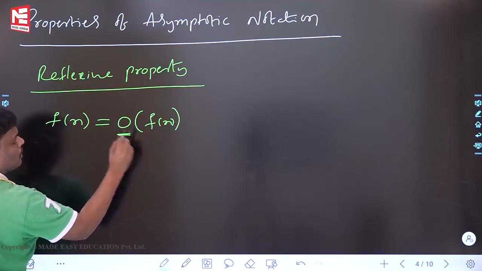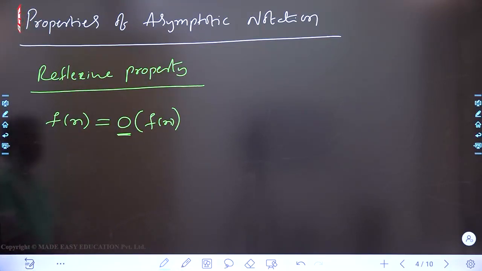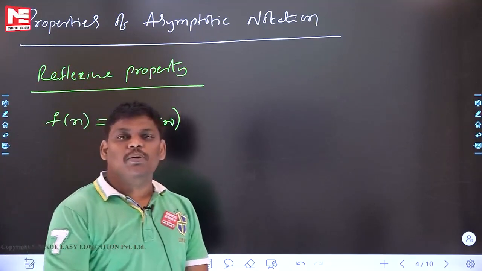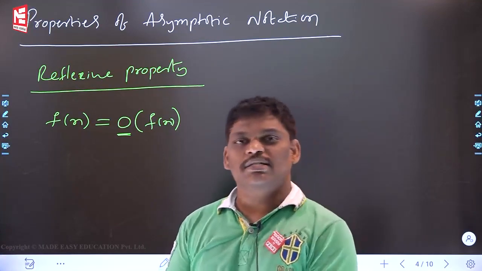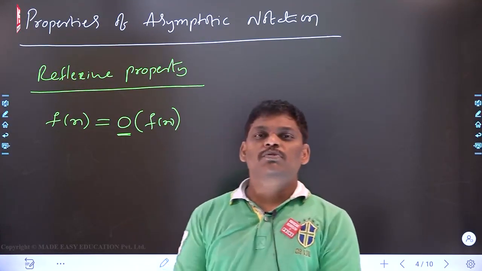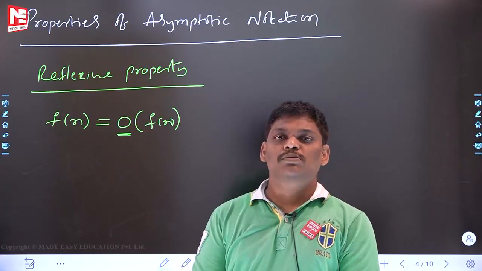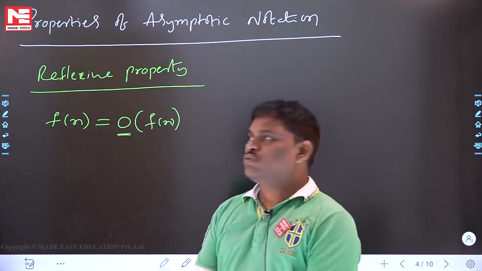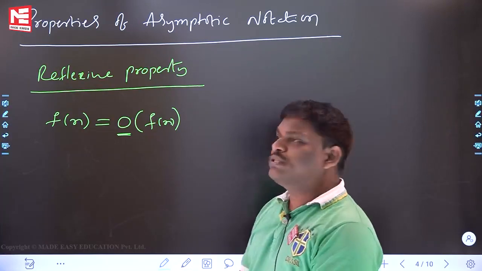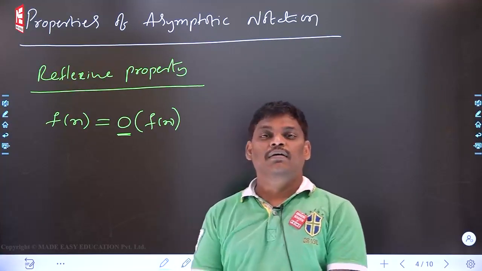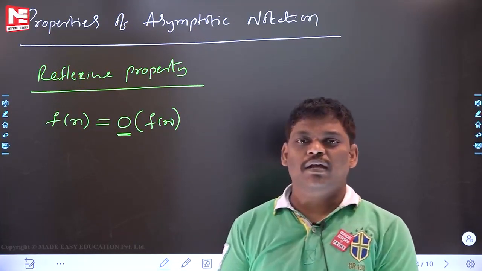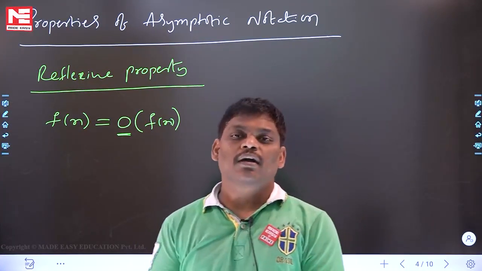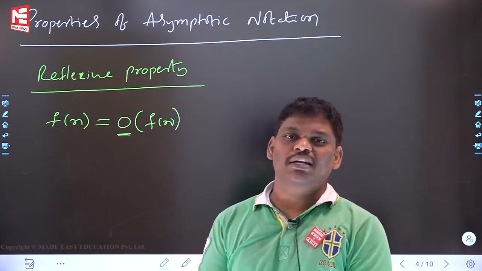Is big O satisfied or not? Please check. f of n is big O of f of n. Of course, n square is big O of n square because less than or equal is there. N cube is big O of n cube. You know very well, so the reflexive property is satisfied by big O. What about omega? f of n is omega of f of n. Of course, greater than or equal to. Theta means equal, so definitely satisfied.